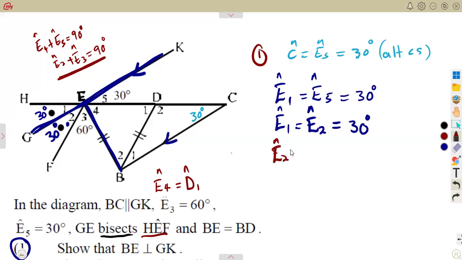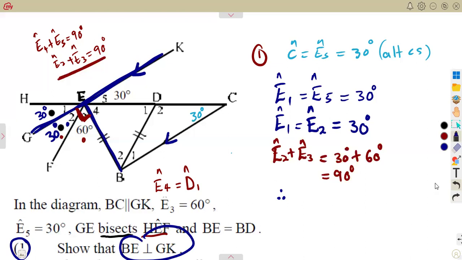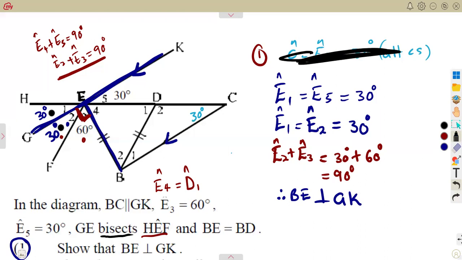Angle E2 plus angle E3. We calculated E2, that is 30 degrees, plus E3, that is 60 degrees. If you add these two angles, you obtain 90 degrees here. What does it mean? It means these two lines are perpendicular. So therefore, we can say BE is perpendicular to GK.